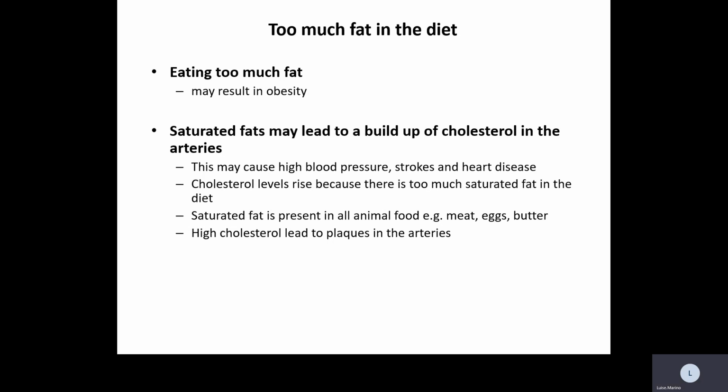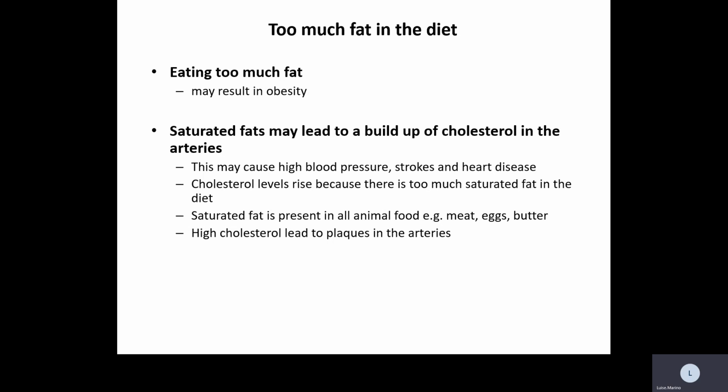So we don't want to completely get rid of cholesterol, but for some people, or for all of us, it's probably good to reduce the amount of saturated fat that we eat. So obviously, if you have a build-up of cholesterol in your arteries, it causes a narrowing of the arteries, and this may result in hypertension, stroke, and cardiovascular disease.